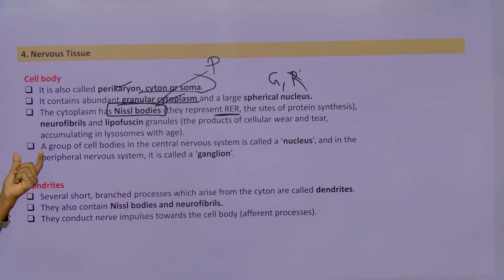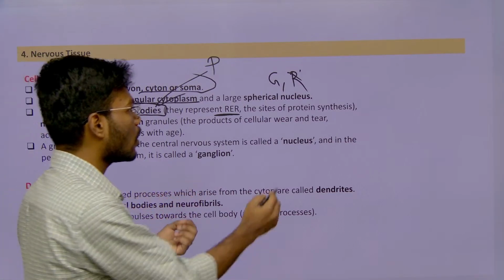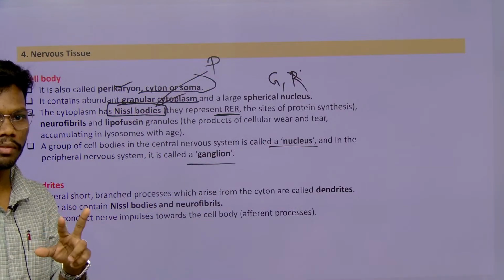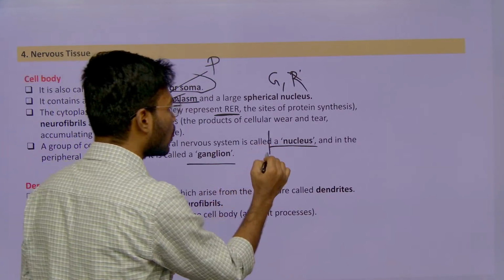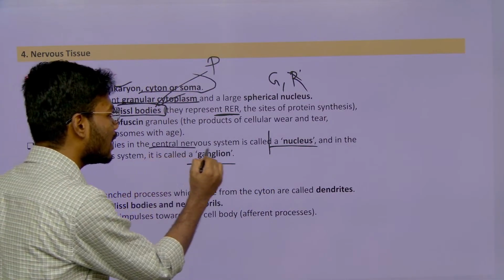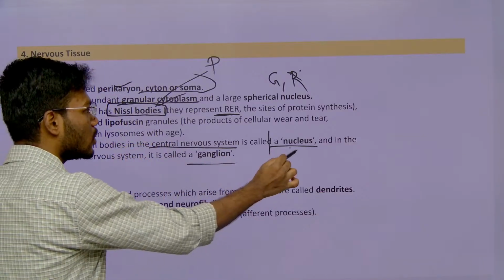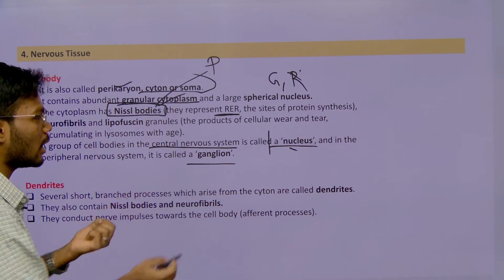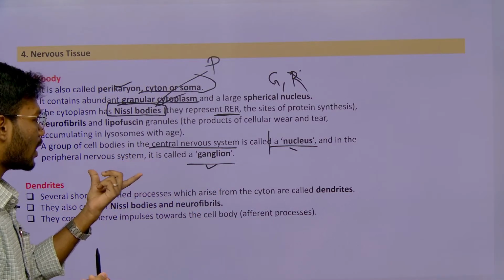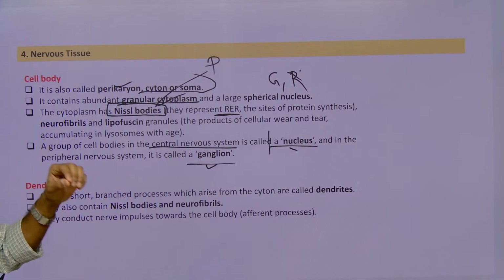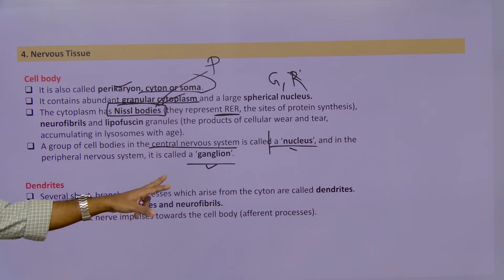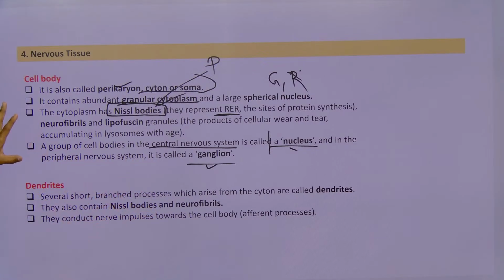And a group of cell bodies in the central nervous system is called nucleus, and if it is in the peripheral nervous system, it's called ganglia. There are two words given in this book. They are telling that a group of nervous tissue present in the central nervous system is called nucleus, and in the peripheral nervous system, ganglion. We will discuss what is central nervous system and what is peripheral nervous system. In that, the central nervous system neurons are called nucleus, whereas peripheral nervous system neurons are called what? Ganglia. So that was the part of the cell body.